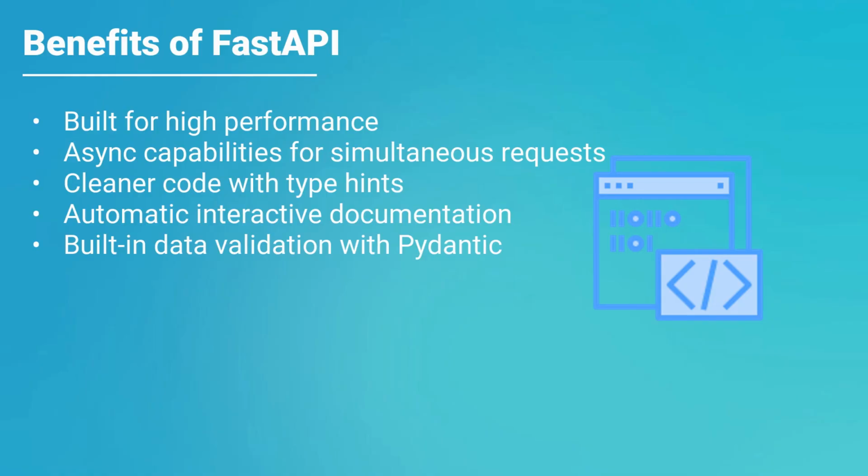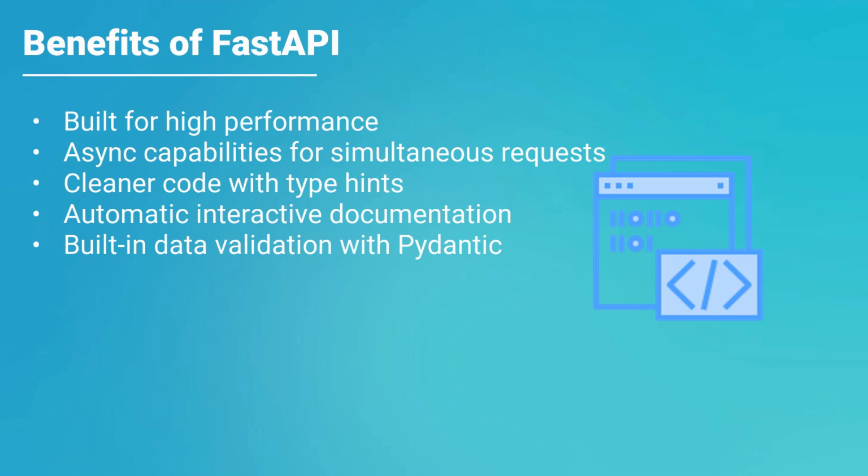FastAPI is a modern, high-performance web framework for building APIs with Python 3.7 and above, based on standard Python type hints. So, what really makes FastAPI stand out in this ever-evolving landscape of web frameworks? Well, let's dig into the benefits and features that make FastAPI such an attractive option for developing those high-performance web APIs. First off, it's all about speed.